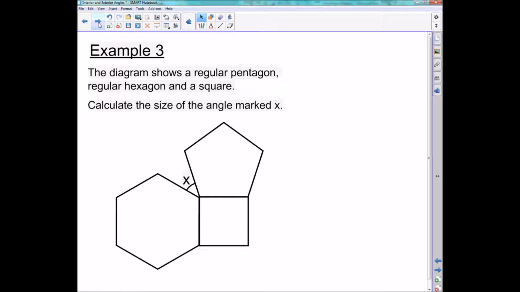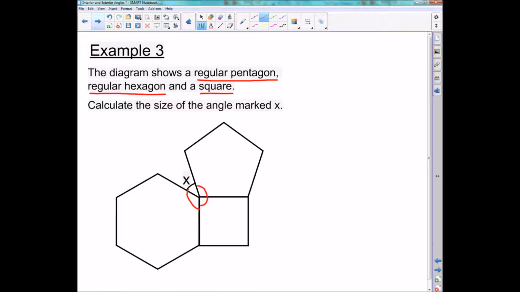So the next question here is a missing angle question. So you're given a diagram with some regular shapes. So I've got a regular pentagon, regular hexagon, and a square, which is a regular quadrilateral. And I'm asked to calculate the size of the angle marked X. Right, so what I'm really needing to do here is find the interior angle of a pentagon, find the interior angle of a square, and find the interior angle of a hexagon.